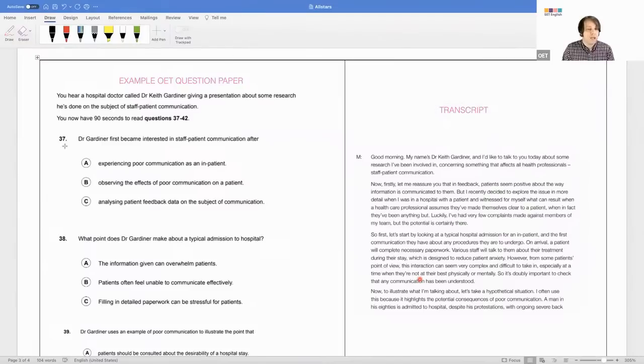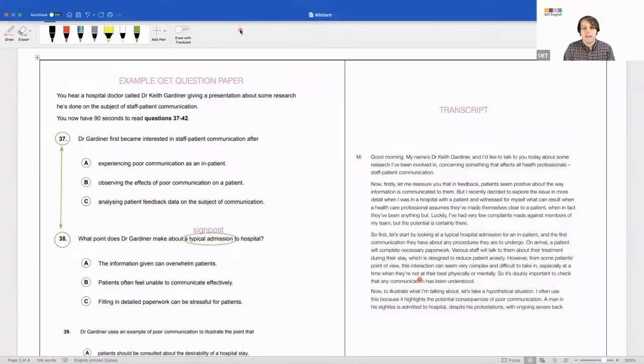So the question becomes, how do I know when we move from question 37, which is here, how do I know when question 38 begins? Well, there are going to be words in this question stem. There's going to be words in this question that will be like signpost words. Okay, so for example, my signpost word here is typical admission. This is a signpost. Okay. And what that means is in the transcript, we're going to see either the same words or very similar words.